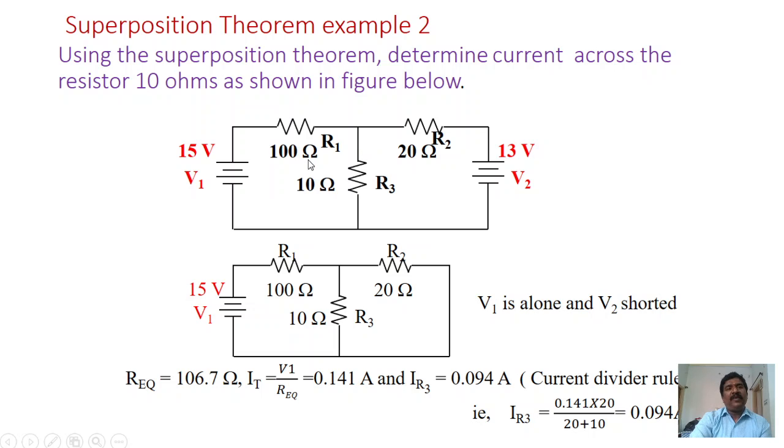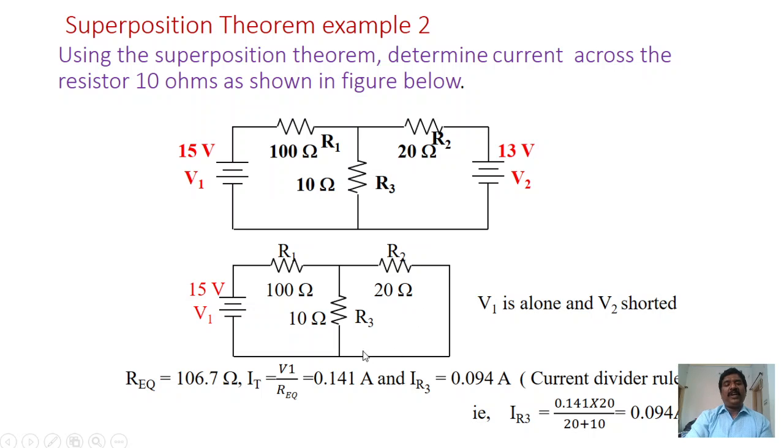So as step 1, I told you to select any one source and replace all the voltage sources by a short circuit. If there are current sources, you can replace them by an open circuit. Now we don't have any current source in the circuit. If you have one voltage source, we can keep it as the one remaining voltage source, and short the other. So V1 is kept alone and V2 is shorted.